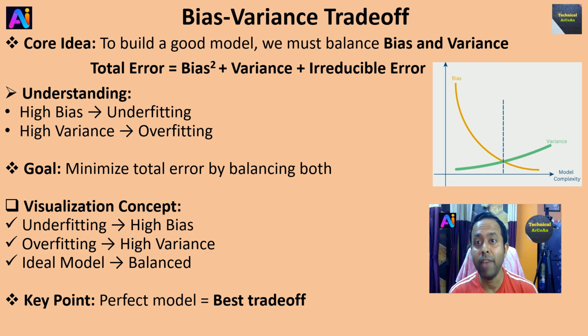The bias variance trade-off is the balance between a model being too simple and too complex. Total error equals bias squared plus variance plus irreducible error. High bias means underfitting and high variance means overfitting. So the goal is to minimize total error by balancing both. Visualization: underfitting is high bias, overfitting is high variance, and the ideal model is balanced. Key point: a perfect model is the best trade-off between bias and variance.